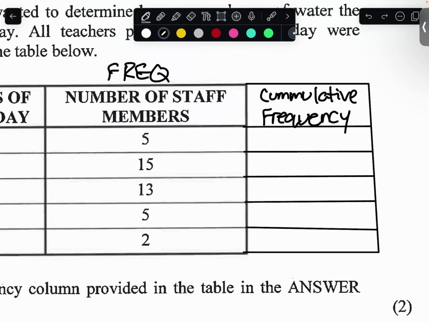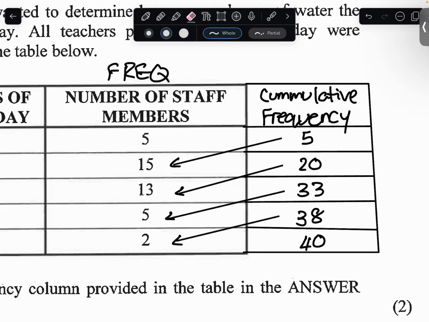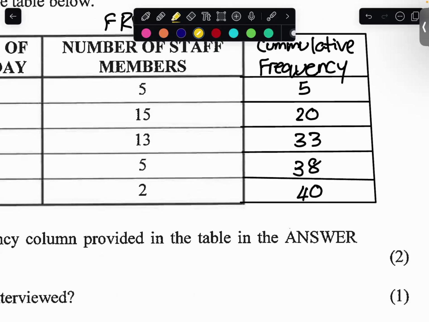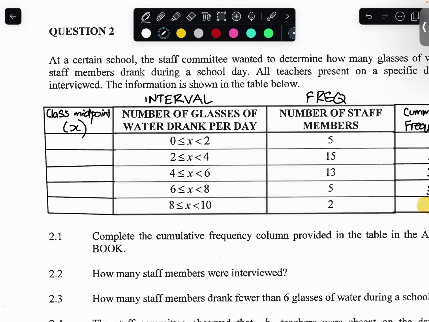The first number of frequency and the first number of cumulative frequency are always the same. Then we go diagonally, and we add diagonally. 5 plus 15 gives me 20. 20 plus 13 gives me 33. 33 plus 5 gives me 38. And 38 plus 2 gives me 40. So we add diagonally to get the cumulative frequency. Remember, the last number of cumulative frequency is always the total number of data elements. All right?